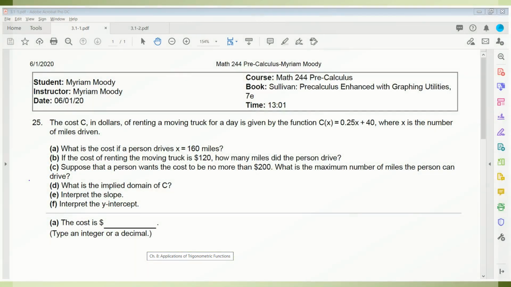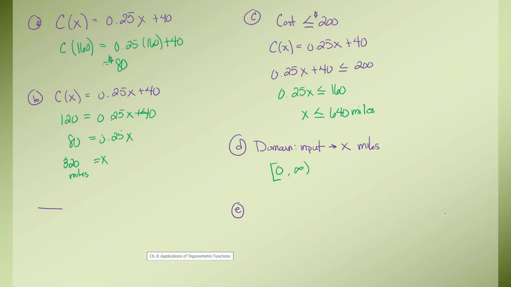Okay, now let's look at part E. Part E is asking us to interpret the slope, and then part F wants us to actually interpret the y-intercept. So let's come back and let's write down the function again.